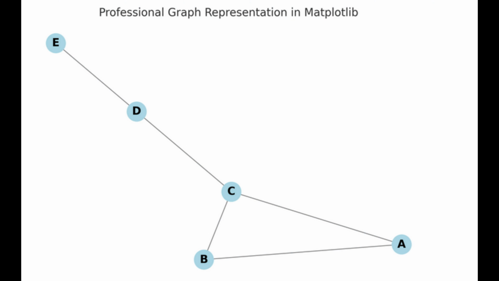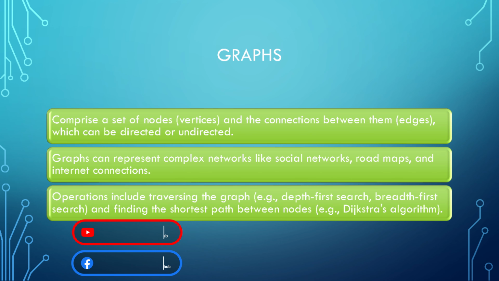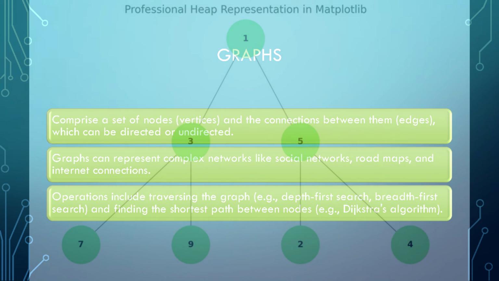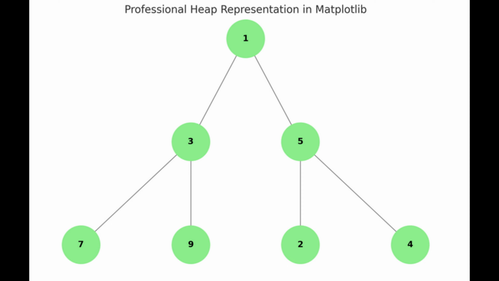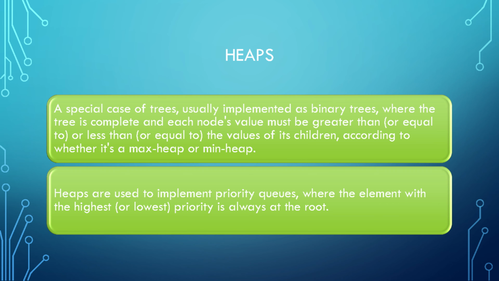Graphs take the complexity up a notch, embodying the ultimate in connectivity. Representing networks from social circles to global mapping, graphs are the go-to for analyzing interconnected systems. And then we have heaps, specialized trees that prioritize the highest or lowest element at the root, making them ideal for priority queues and efficient sorting.